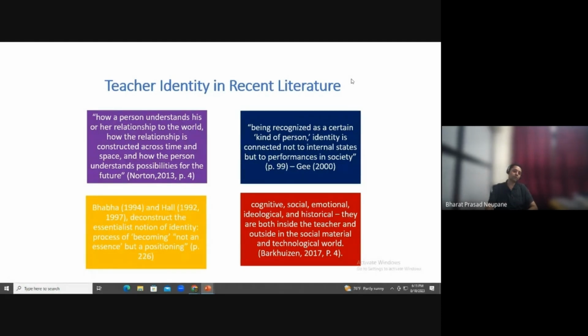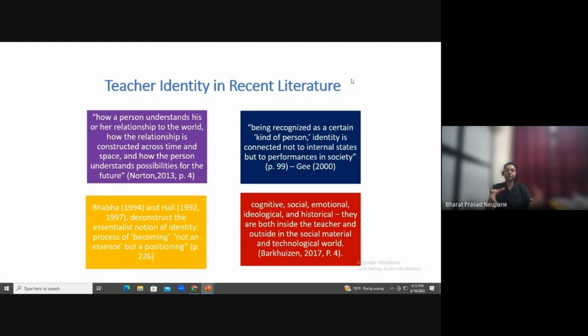And as noted by Bhabha and Hall, who are from this post-structuralist tradition, they deconstruct the essentialist notion of identity, and they present identity as a process of becoming. So identity is not an essence, but a positioning. So identity is a very fluid concept. There is no concrete notion of identity. You keep on changing, and your identity gets evolved, right?